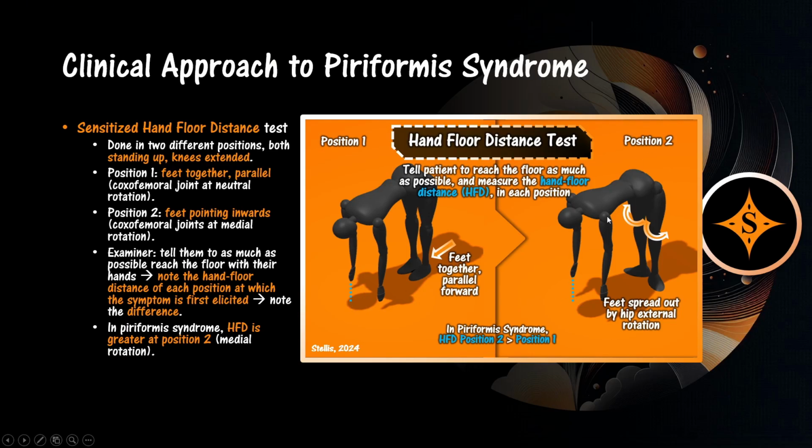And then in the second position, you do the same, but this time both hips are externally rotated maximally so that the feet are facing outward. And then you tell the patient again to reach for the floor as much as possible. And then you measure the shortest distance between their hand and the floor. If you compare the two, in case of Piriformis syndrome, the distance is bigger in position 2 than in position 1. That points to a positive result for Piriformis syndrome if the distance in position 2 is greater than the distance in position 1.